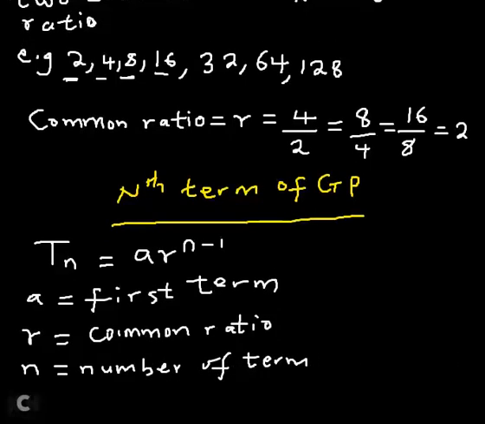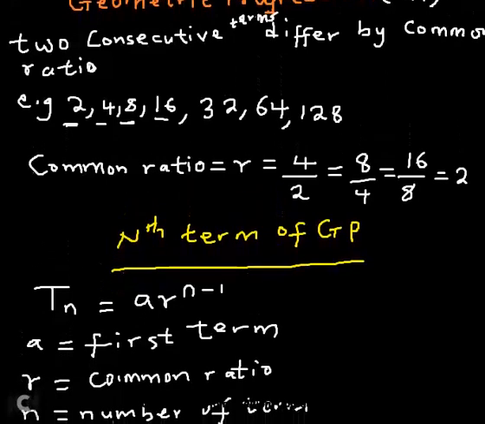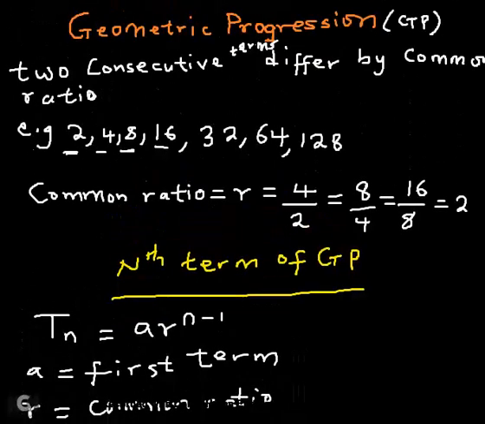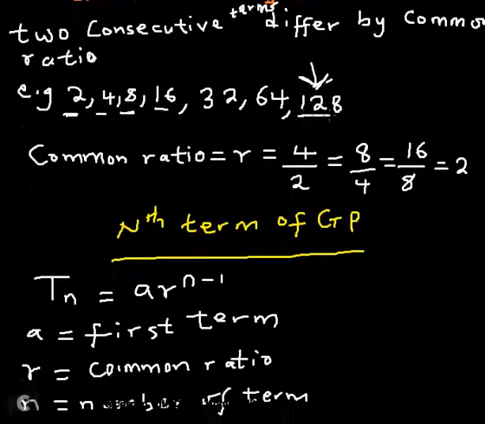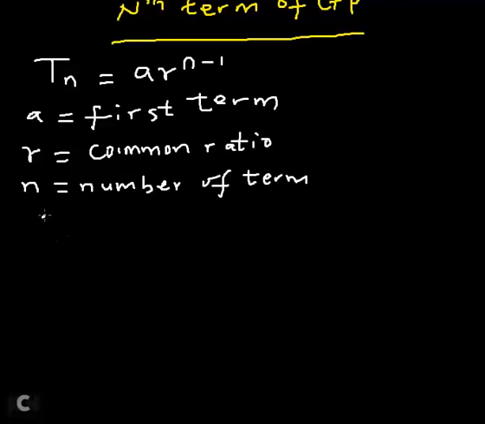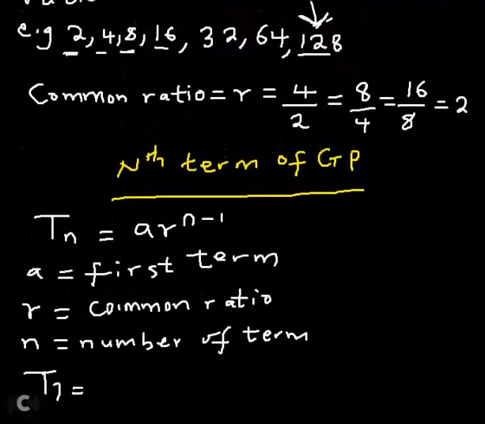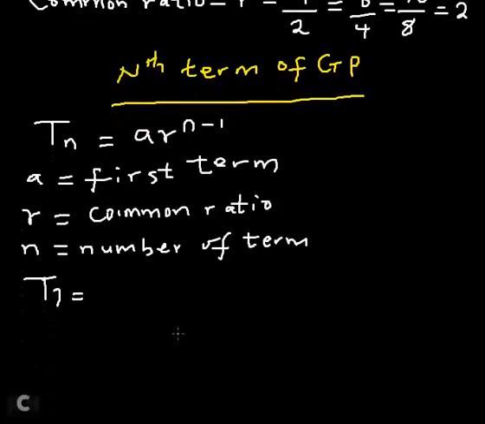All right, so let's prove our formula. Let's see if our formula will be able to yield this term. This term is 1, 2, 3, 4, 5, 6, 7, the seventh term. Let's see if our formula will yield this seventh term for us, 128. So that means T7 is equal to A, the first term, which is 2.